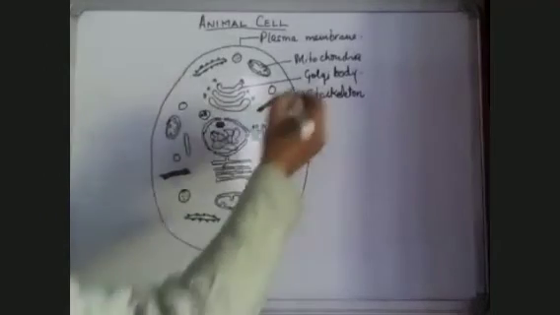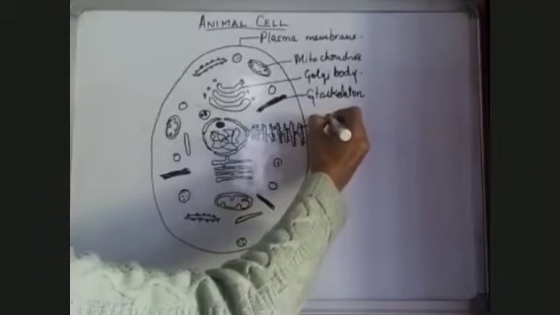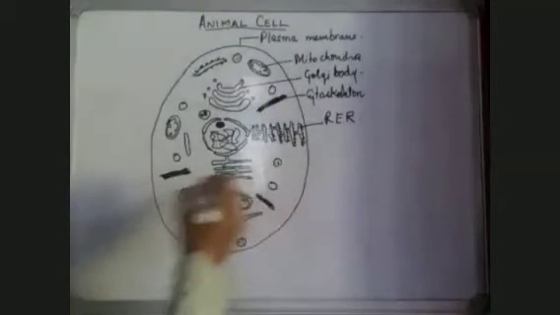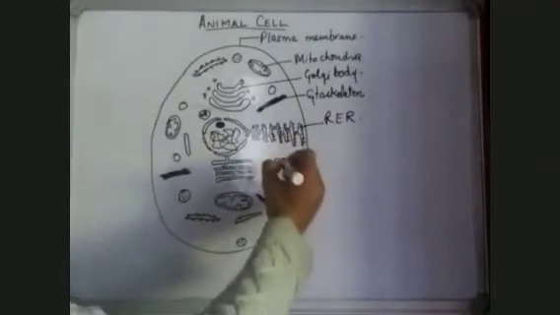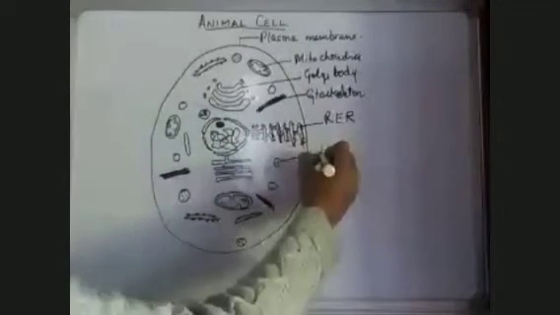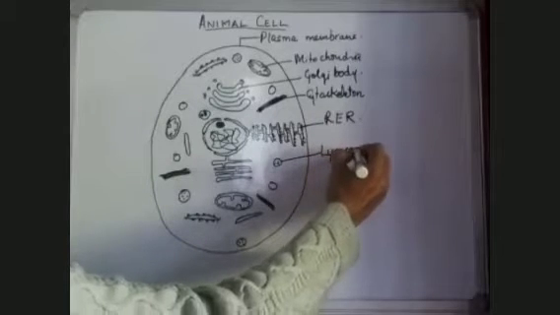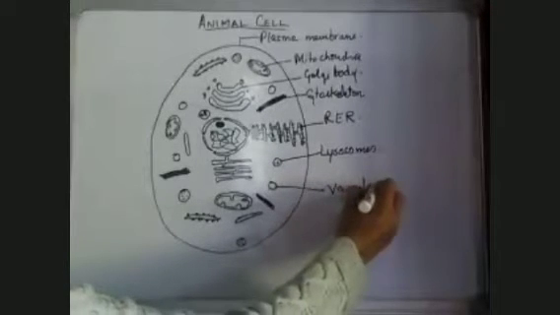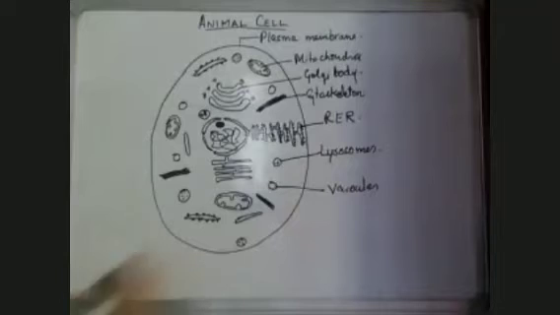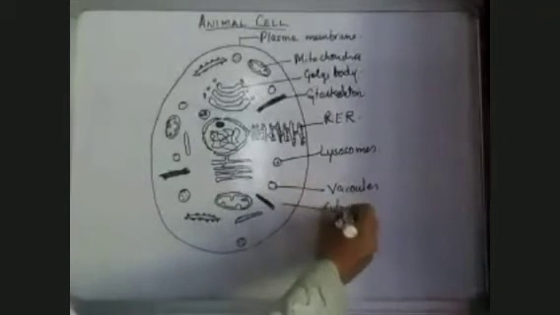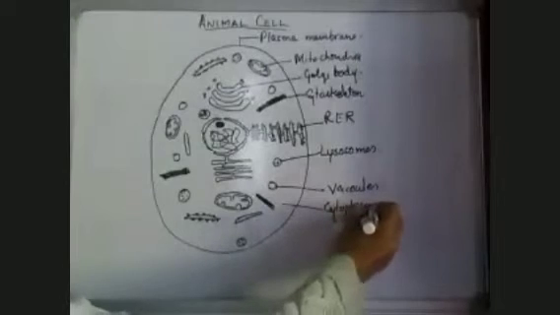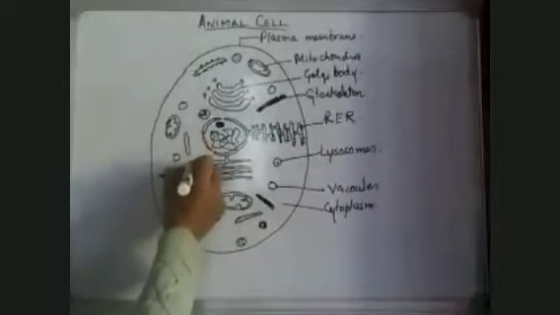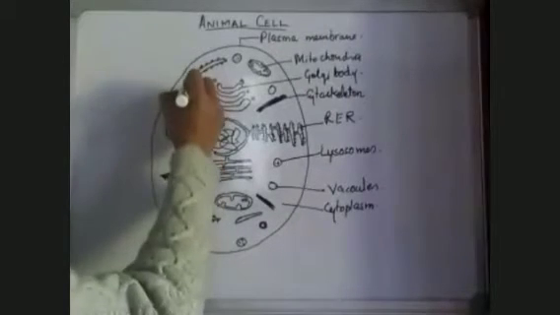So here, these are rough endoplasmic reticulum, RER. Then these are lysosomes. These are vacuoles. Then this is cytoplasm. And some ribosomes we can also make. Ribosomes, which are the protein factories of the cell.